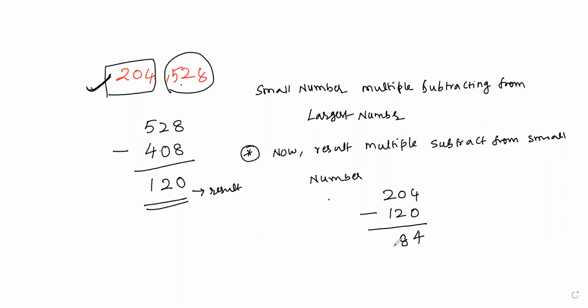So again 84 you cannot factorize. Then repeat the same procedure. So now the smaller number becomes 120 in the second step. So you can take now 120 minus 84. Then you are getting here 36. You can write 3 into 3 into 2 into 2. Okay. I hope you understand now.